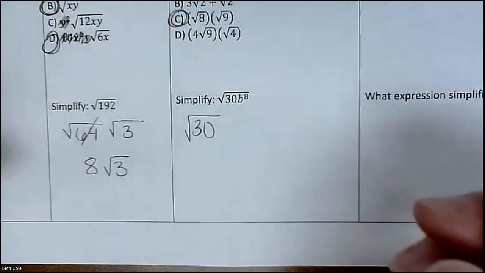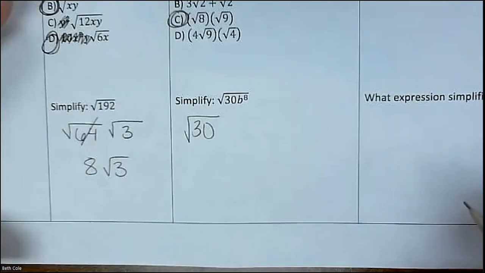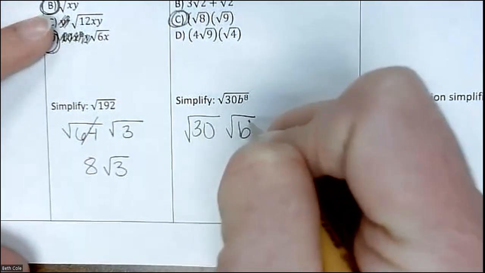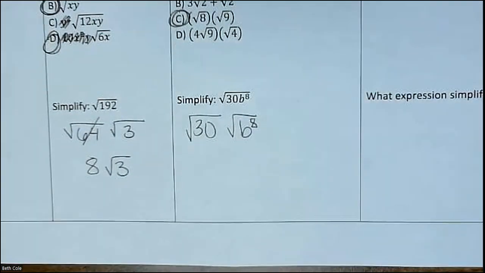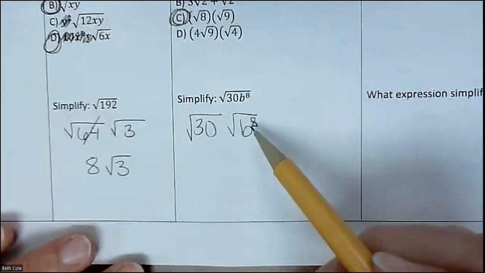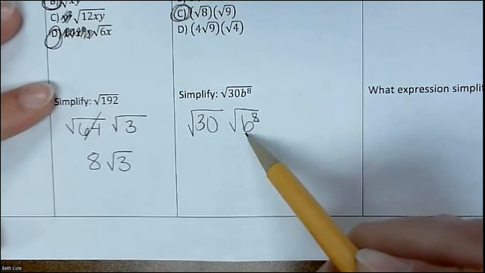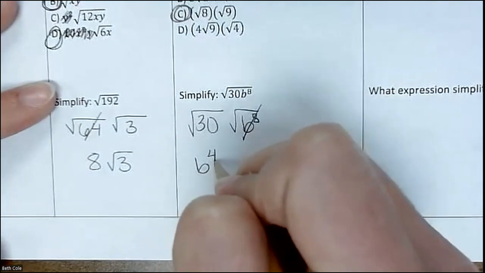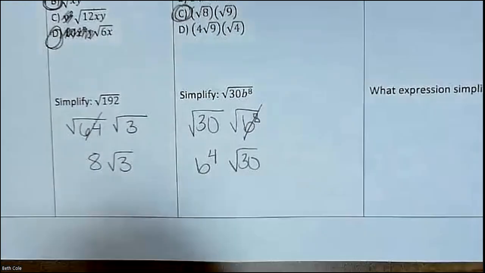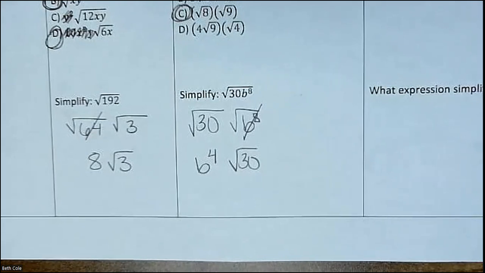Okay, just won't work. Is 8 an even number? Yes, so just leave that alone. So actually, we didn't really do anything there, but this one's going to simplify. What's 8 divided by 2? 4. So it'll be b to the 4th and then square root of 30. There's kind of not a lot to that. All we were able to simplify was the b to the 8th.